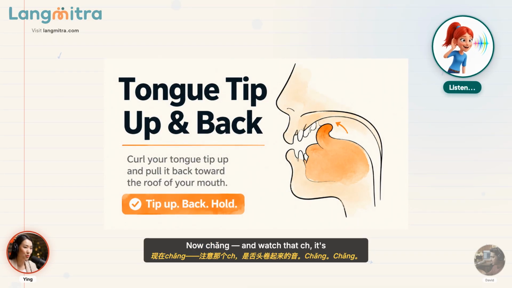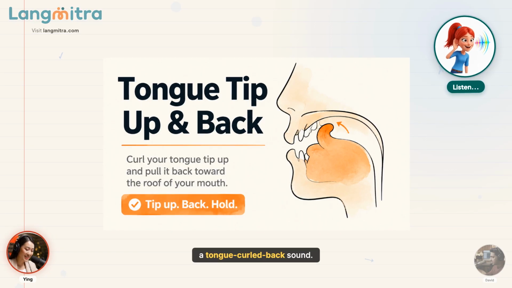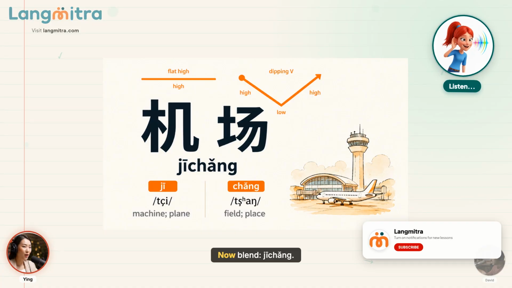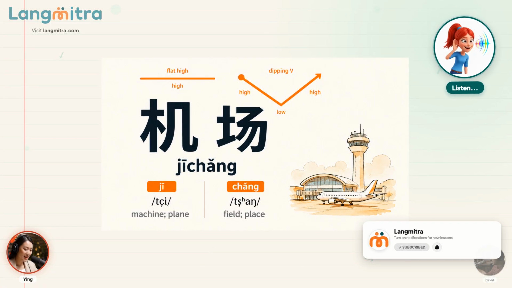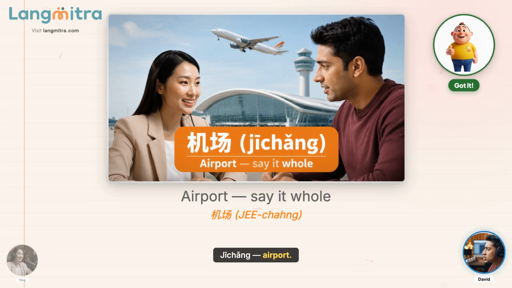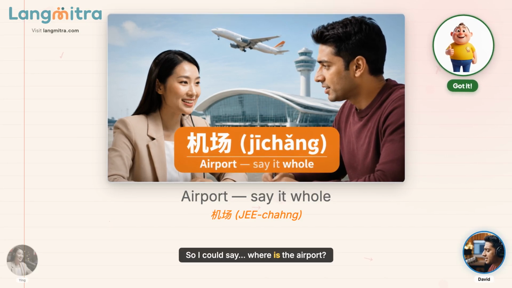Now, chang, and watch that ch. It's a tongue-curled back sound. Chang, chang. The dipping one, chang. Now blend. Jīchǎng, high flat, then dip. Jīchǎng, Jīchǎng. Airport.